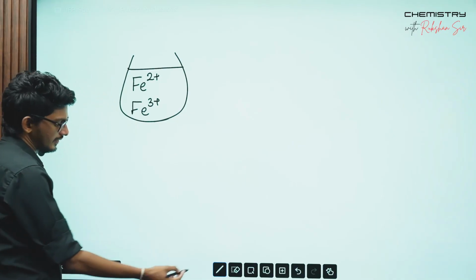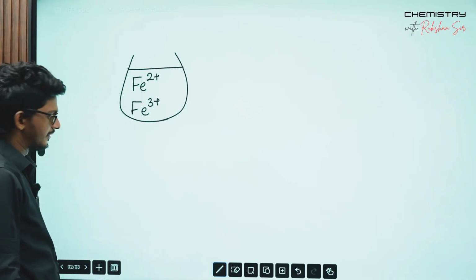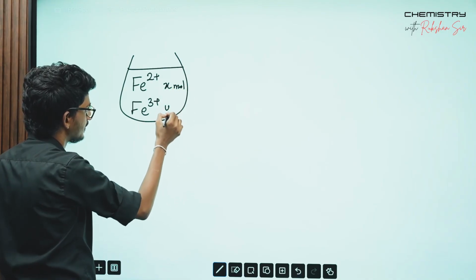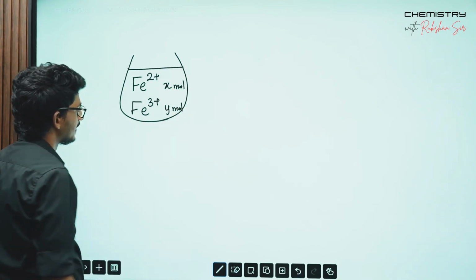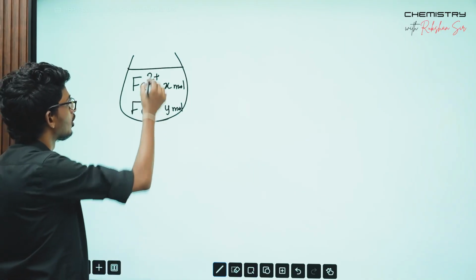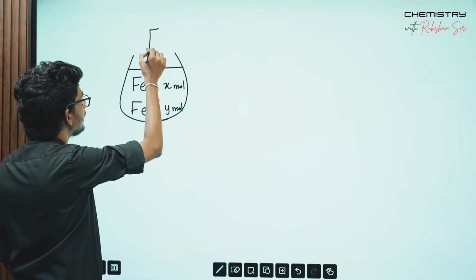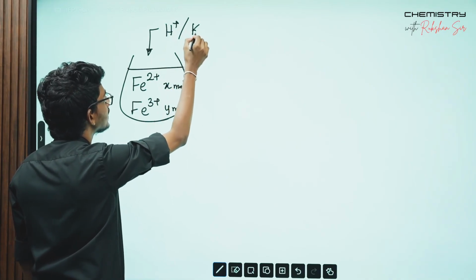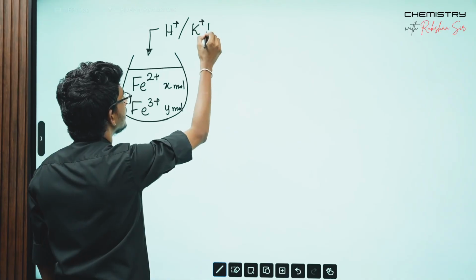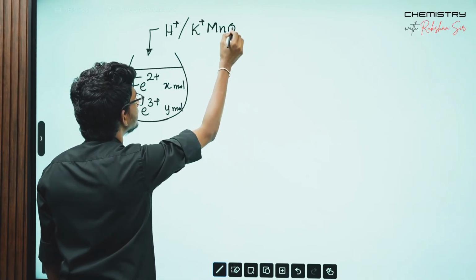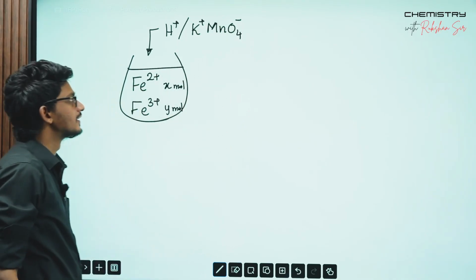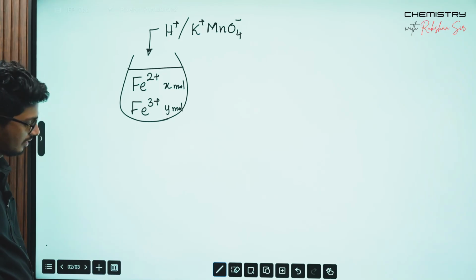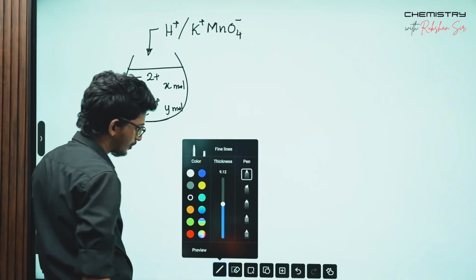That is X moles, no worries, and this is Y moles. Let's say from the top you are adding acidic medium KMnO4, that means the K+ and the MnO4^-. Let's try to discuss the reactions which could occur with this setup. So let's try to predict.